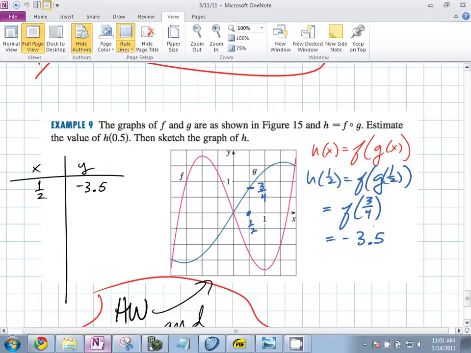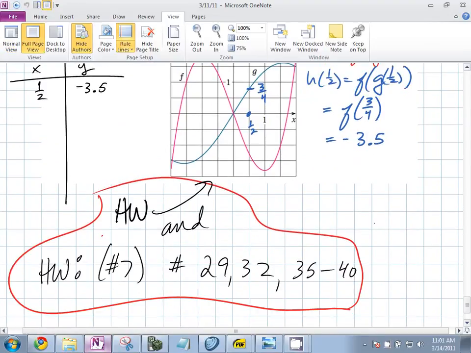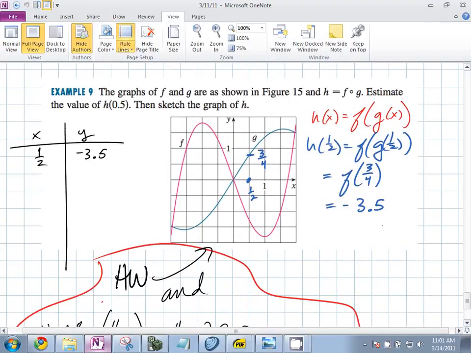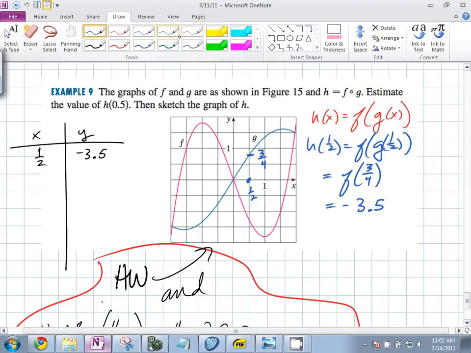So it says, then sketch the graph of h. So you're supposed to sketch that graph. For sketching that graph, what do you need to construct? You're constructing a table. So you need to construct the table and then connect the dots. You construct the table and then you connect the dots.